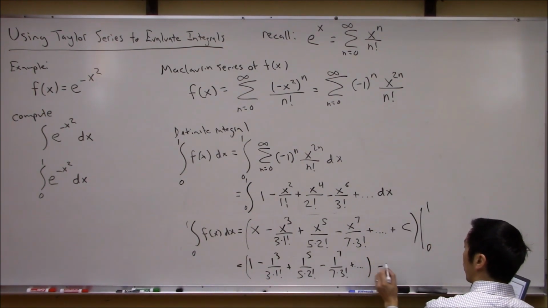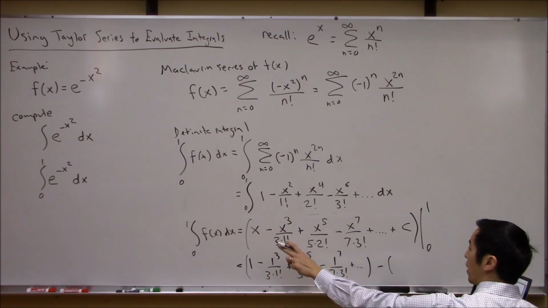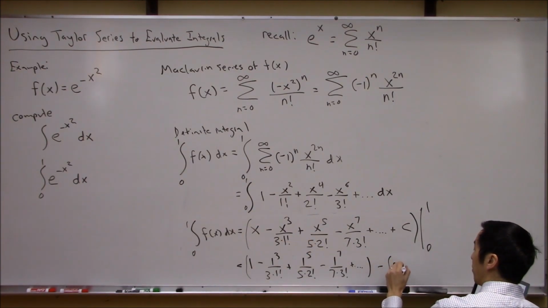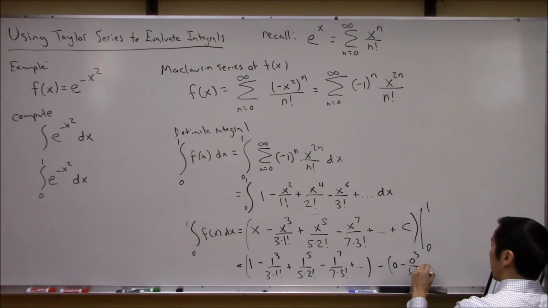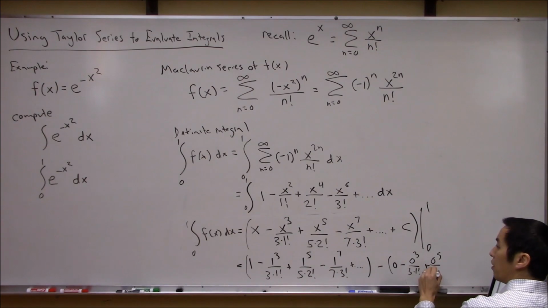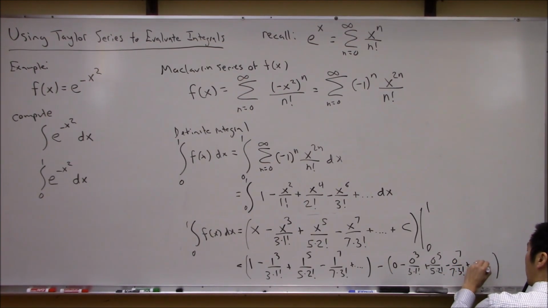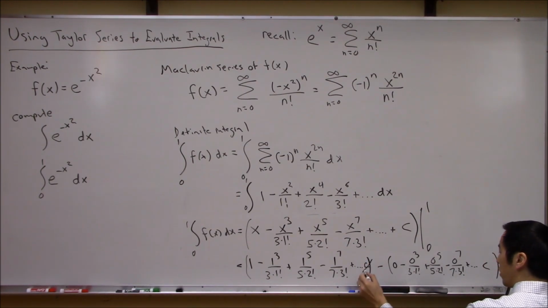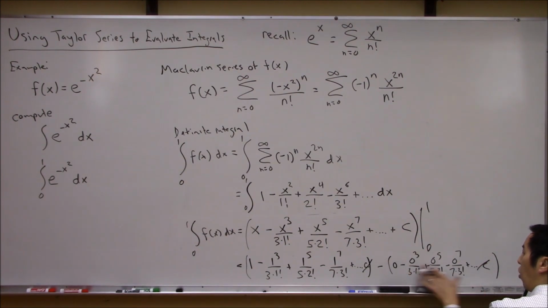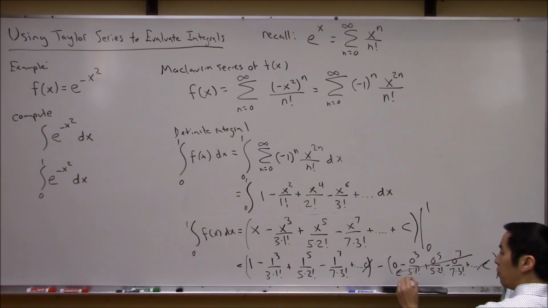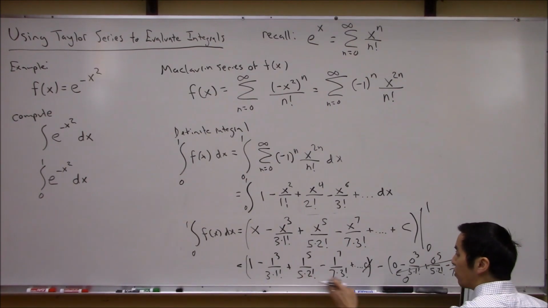And now I need to subtract off this entire thing evaluated at 0. So it's 0 minus 0 to the 3rd all over 3 times 1 factorial, plus 0 to the 5th over 5 times 2 factorial, minus 0 to the 7th all over 7 times 3 factorial, plus yada, yada, yada. Oh, and I guess I forgot that constant of integration. But this is why it's nice, because of the minus sign, the constant of integration will cancel the constant of integration. All this junk here is just a big fat 0, so we're just left with these terms right here.